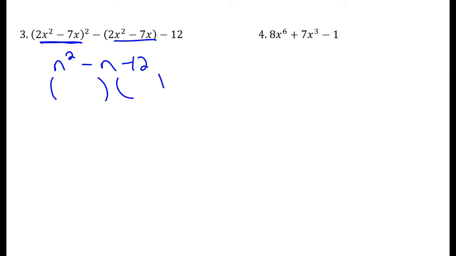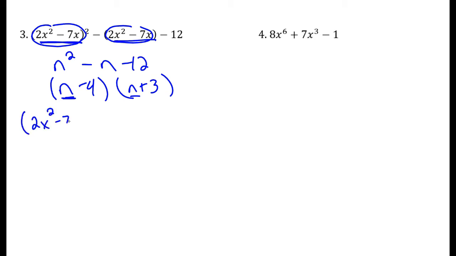Well, I know how to factor this trinomial. That is what multiplies to negative 12 that adds to negative 1. Well, that's going to be n minus 4, n plus 3. But what was n? n was taking the place of that chunk. So n is really 2x squared minus 7x. Replacing n there, I get 2x squared minus 7x minus 4, times 2x squared minus 7x plus 3. So now I've written that expression as the product of 2 quadratic factors.